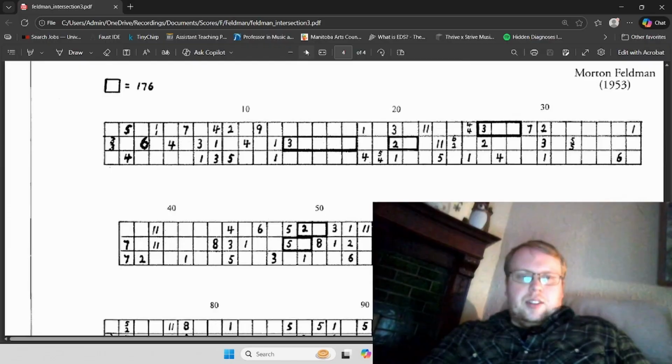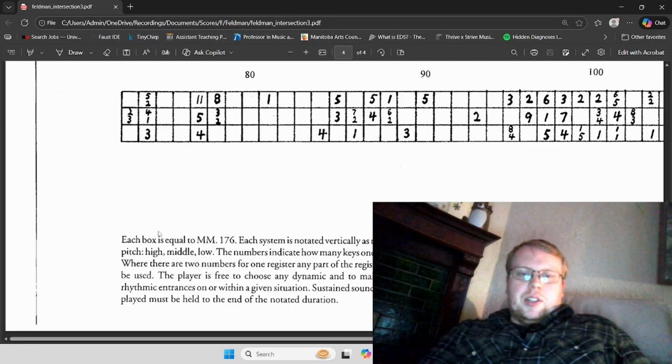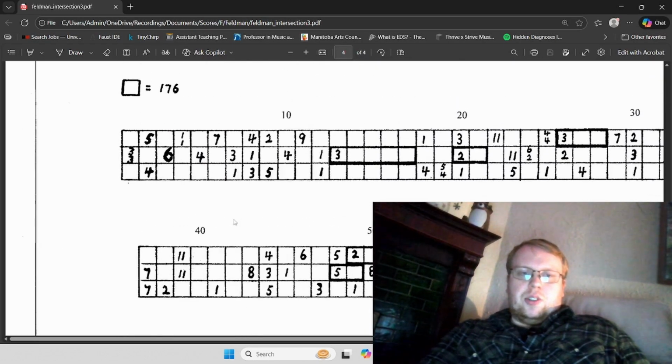And here's the description of the notation. Each box is equal to 1 beat at quarter equals 176. And each system is notated vertically as regards to pitch: high, middle, low. The numbers indicate how many keys one plays. Where there are 2 numbers for one register, any part of the register can be used. The player is free to choose any dynamic and to make any rhythmic entrances on or within a given situation. Sustained sounds once played must be held to the end of the notated duration.